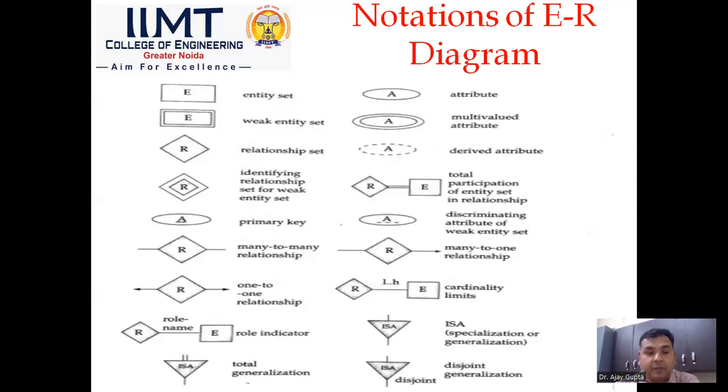Then primary key. Primary key is represented as an ellipse, and the name of the attribute is written inside that ellipse, and the name of the attribute is underlined. If the name of the attribute is underlined, then that attribute is known as the primary key of that entity set. Here we have taken A as an attribute and we have marked an underline below the A. So it represents that this is the primary key attribute.